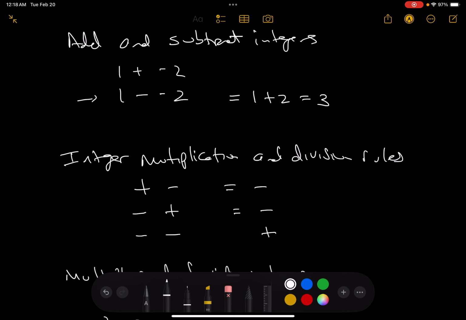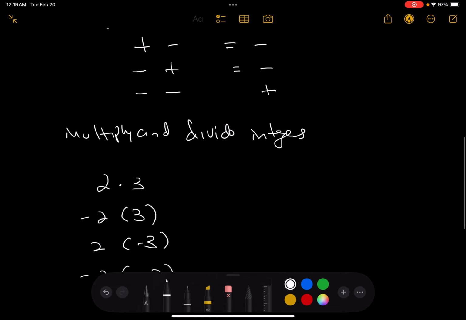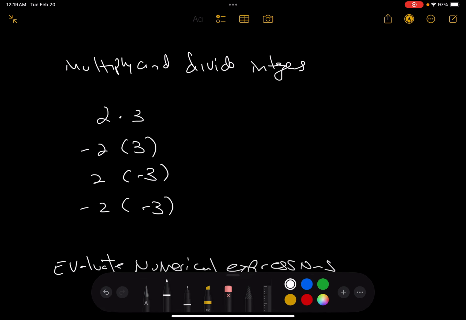But another way of looking at this is the same thing as saying 1 minus a negative 2. And there's an invisible negative 1 here. So it's almost like saying it's negative 1 times negative 2. And that's why this is 1 plus 2, which equals 3. If we understand the rules, then we can just start doing the multiplication and division with integers.